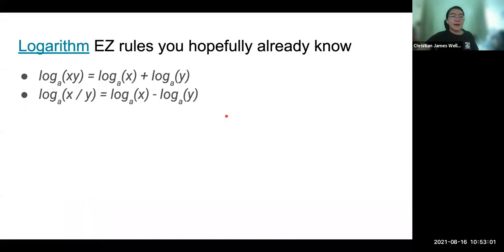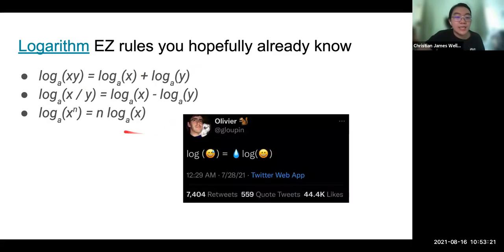Okay, so these are some rules that I hope you already know. But if you forget, then that's fine also. At least you get to revise it now. For example, log base a of, we multiply the inside, we can separate it with a plus here: log base a of x plus log base a of y. Similarly for divide. Okay, here's another one. Let's say the thing that you are taking logs of has a power, x power n. What you can do is just bring this power down, like over here.